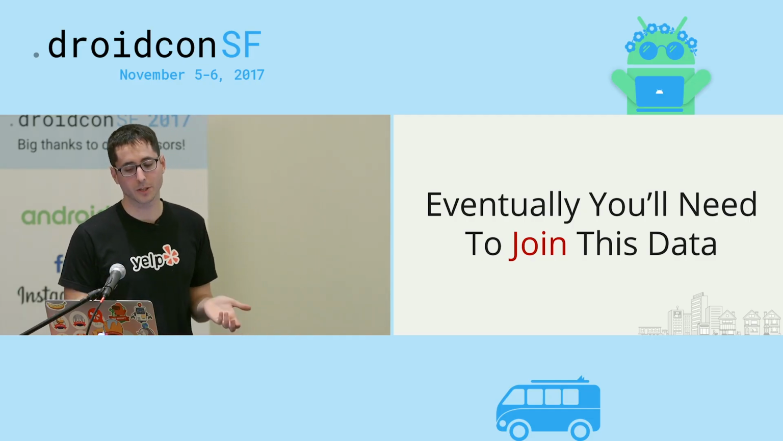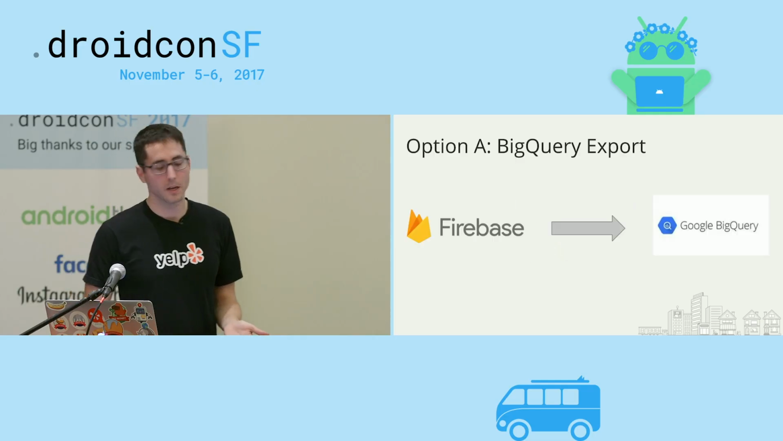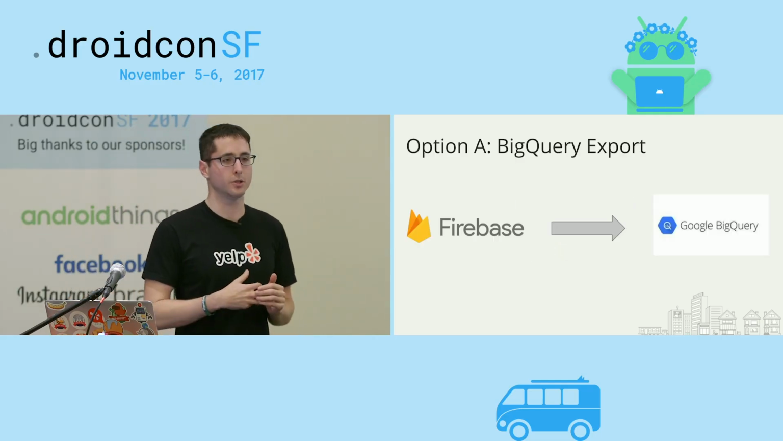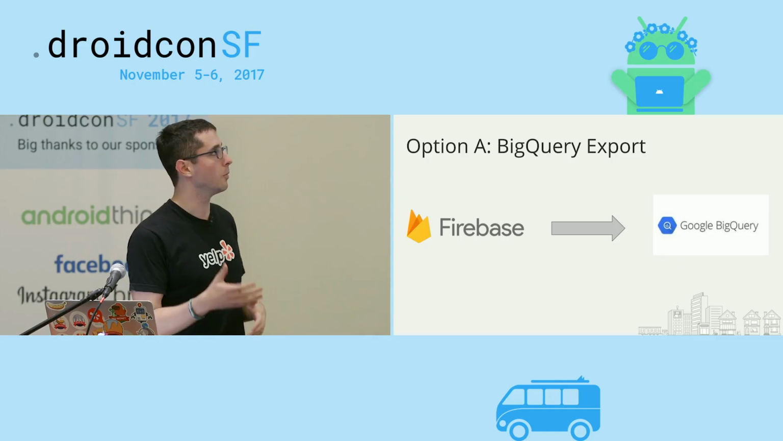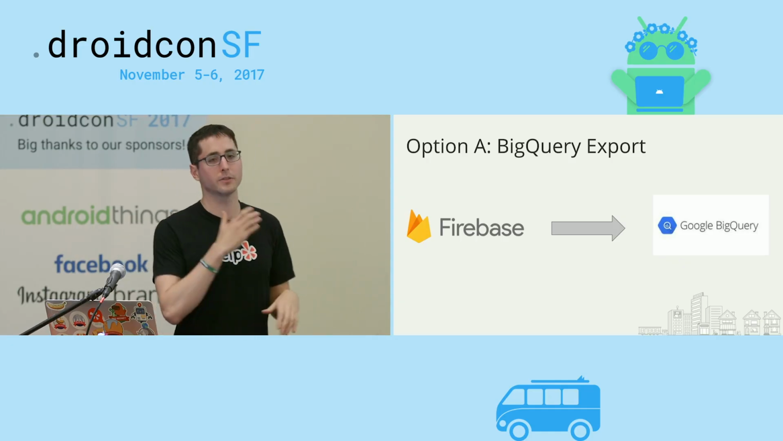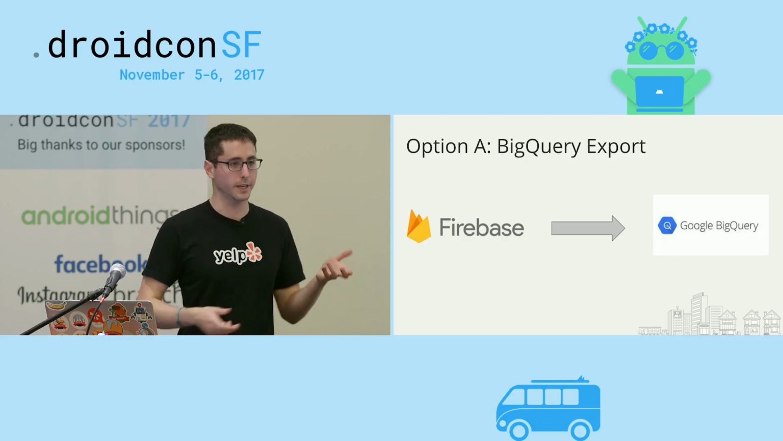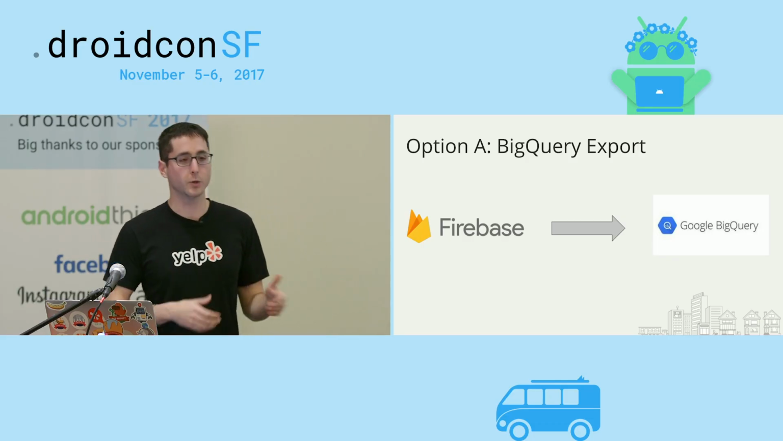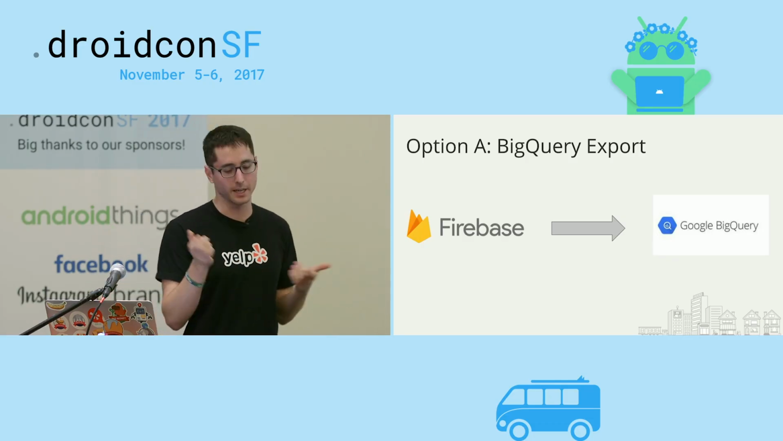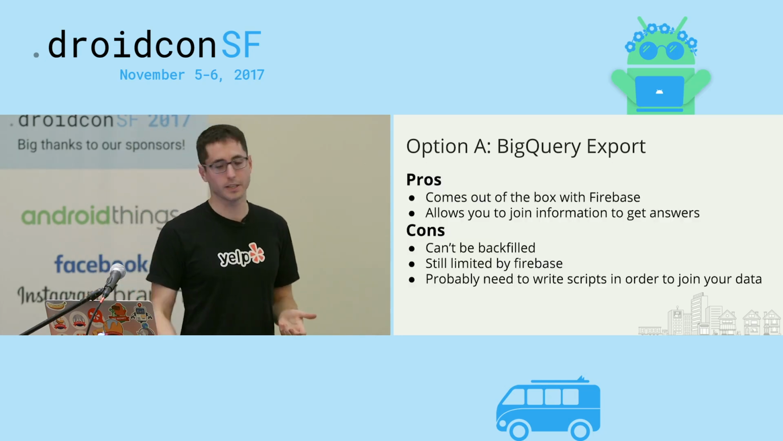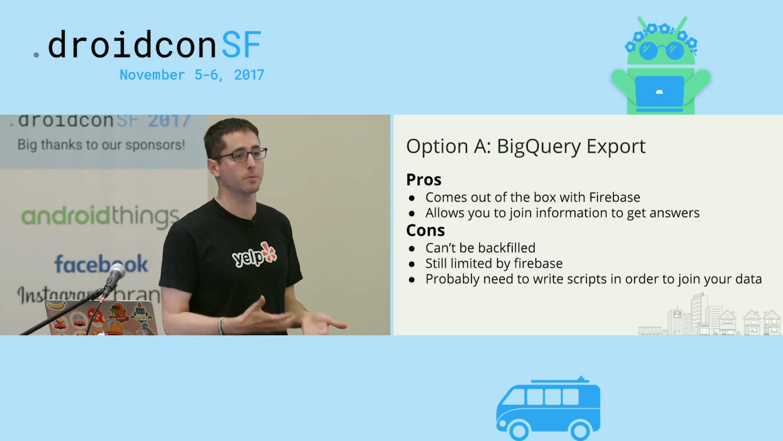So there's a couple of options for how you can solve this problem. First and foremost, Firebase offers BigQuery export, which is a really handy way to get started solving this problem. Firebase will basically dump all of your data into Google's BigQuery database, and you can then query that, and you pay by the terabyte in and out and the amount stored. This is really great because, in some ways, it solves the problem for you.